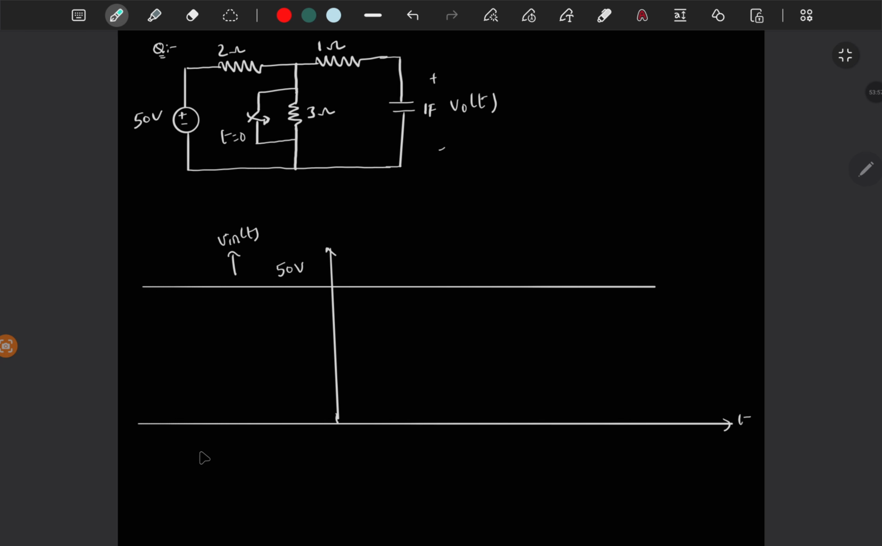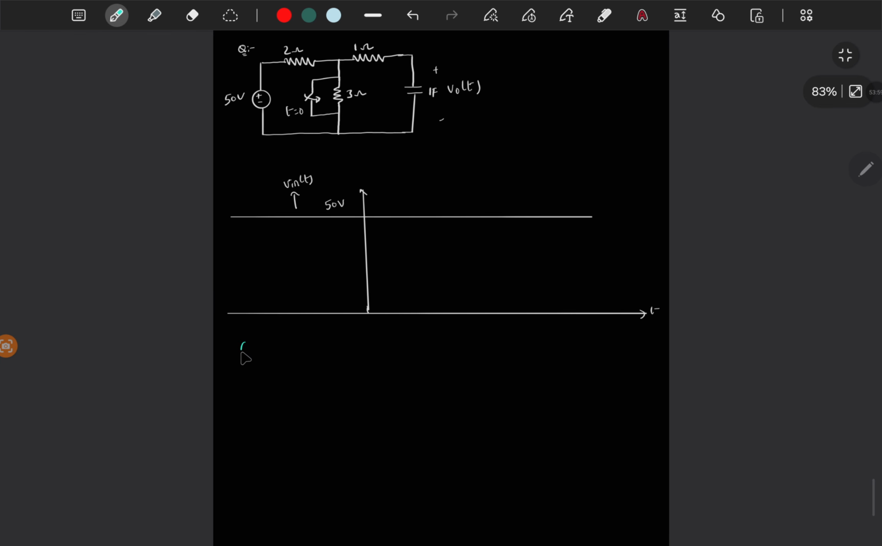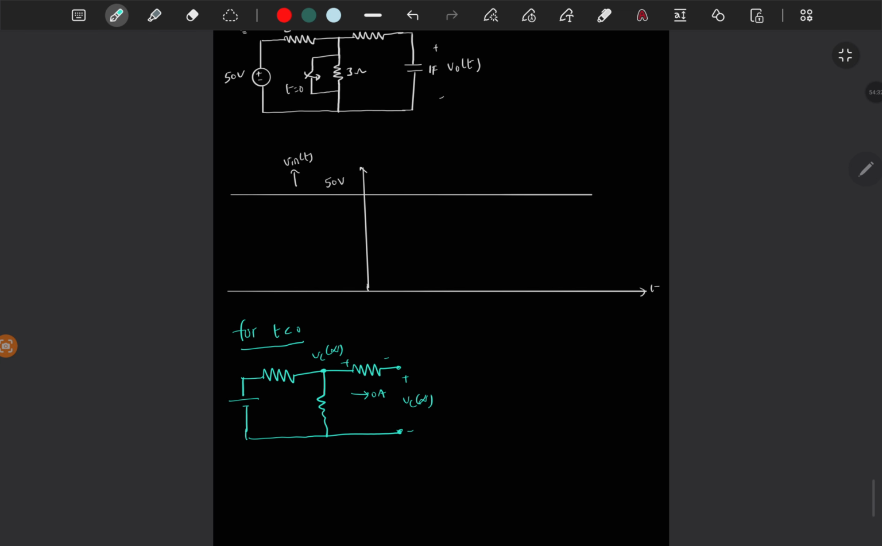So you can draw for t less than 0: 50, 2 ohms, 3 ohms, 1 ohm and capacitor. So at steady state this will be open circuited. So this current is 0. Since this current is 0, this is Vc of infinity, this drop is 0, this is also Vc of infinity.